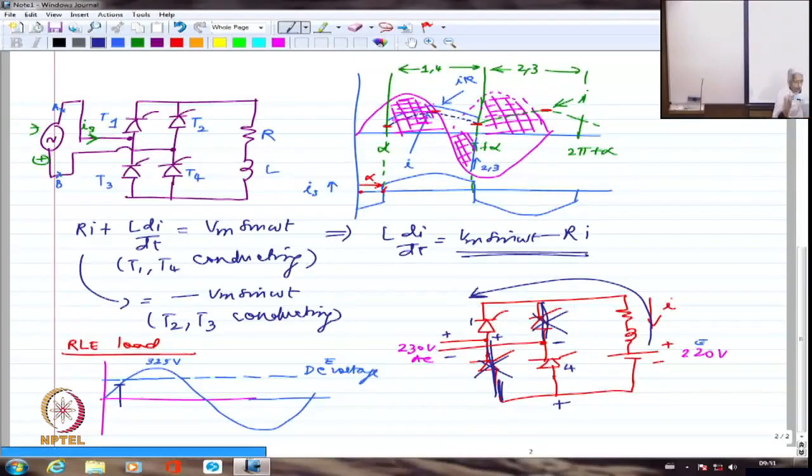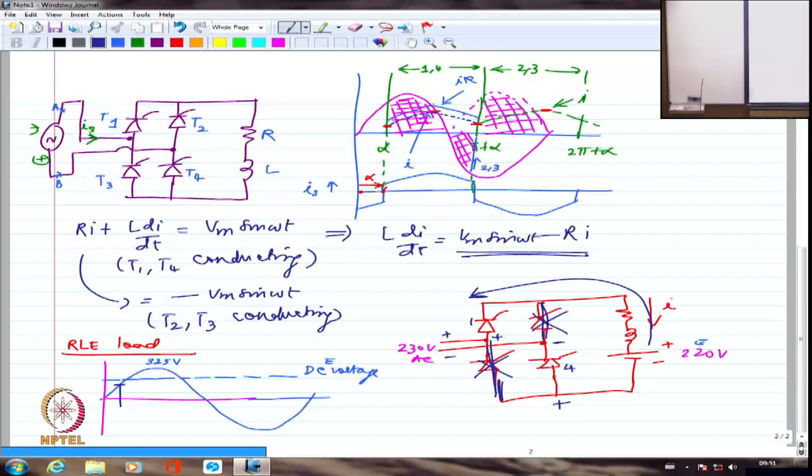If I already have continuous current, then I don't have to bother about what is happening in the RLE. I can directly say if it is the positive half cycle, I will be able to fire 1 and 4. If it is the negative half cycle, I will be able to fire 2 and 3. Whereas if I don't have continuous current, the current has to start from 0. At the instant of firing, I have to compare what is the voltage here and what is the voltage coming from the supply, and only if the supply voltage is dominating is it going to get fired.